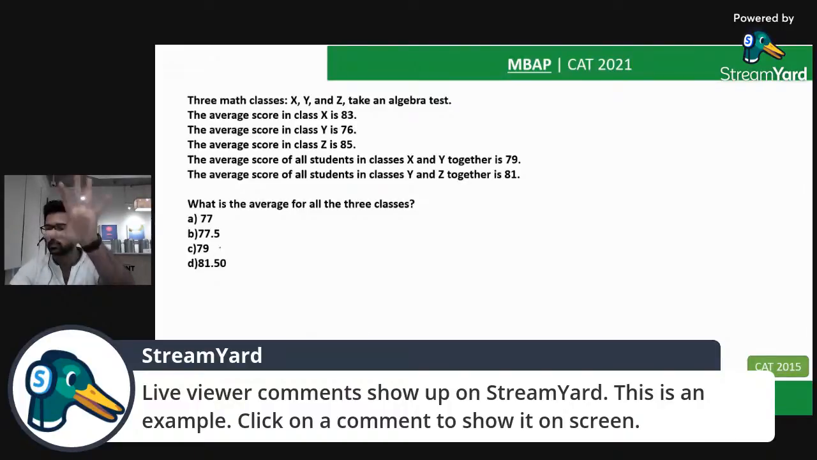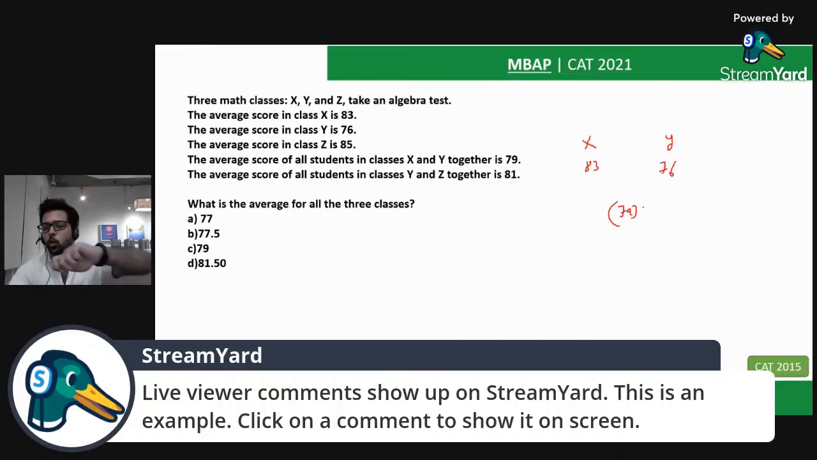Let's solve the question without touching math. They are saying X is 83. I repeat, only logical sense will give you the answer. The average of all the students in X is 83. The average of Y is 76. When X and Y are combined, the average became 79. My question to you is, which section has more students, X or Y?